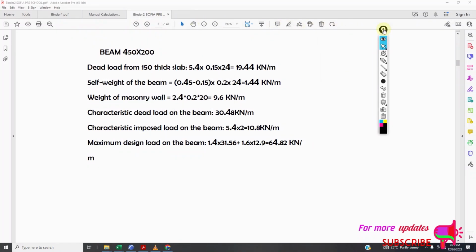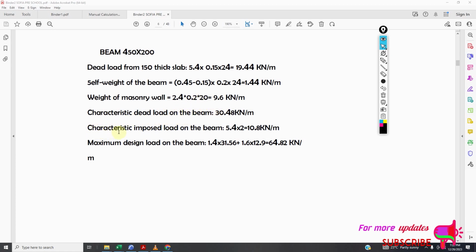Today I want to show you how you can calculate the maximum design load on the beam. To calculate that, you need to calculate the total load on the beam. That is the load coming from the slab, the load on the beam. You need to calculate the weight of the masonry wall which is acting on the beam, and also calculate the dead load, then you can find the total load on the beam.